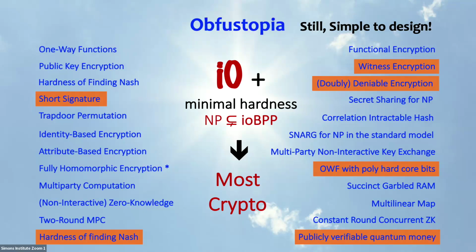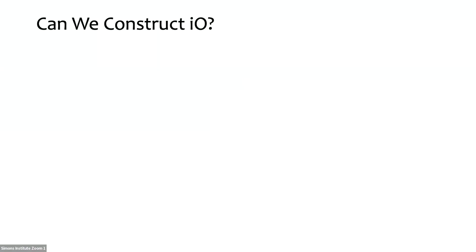With all this, we see that IO enables us to build Obfustopia in a relatively simple and flexible way. So now the question turns to: can we have it, given that it is so useful?